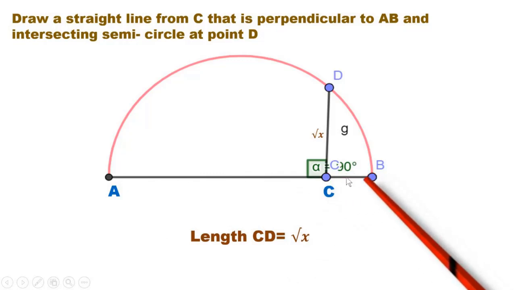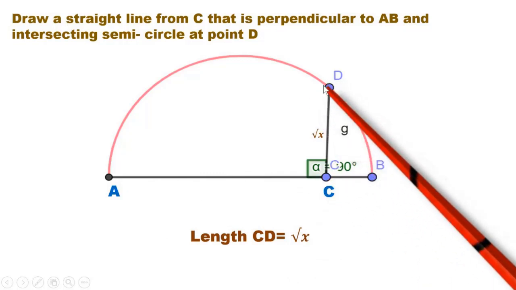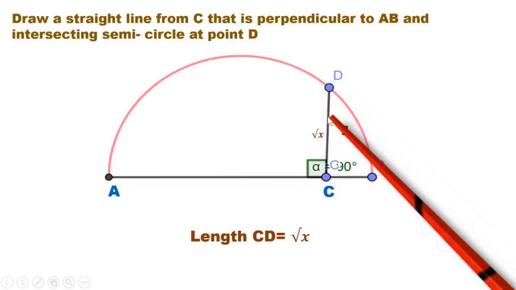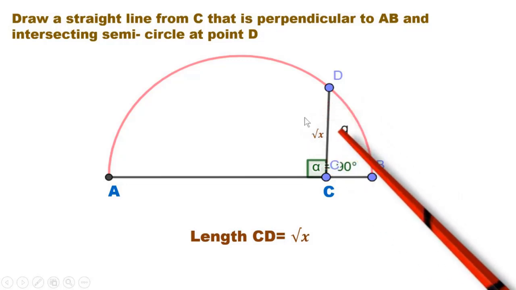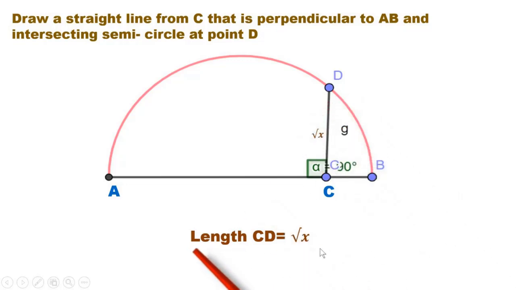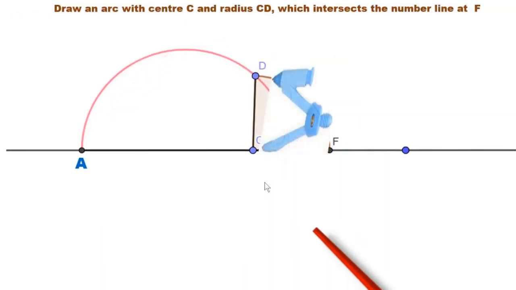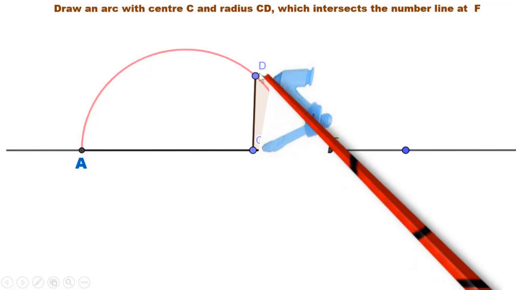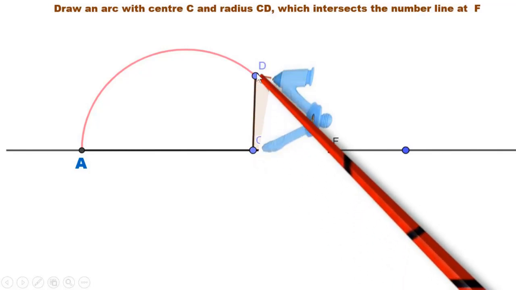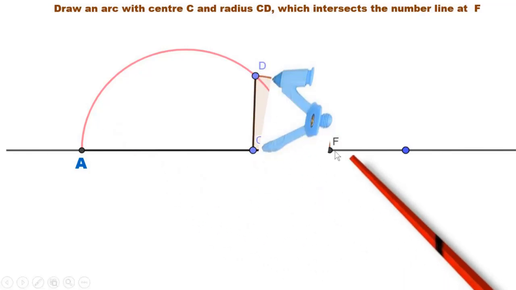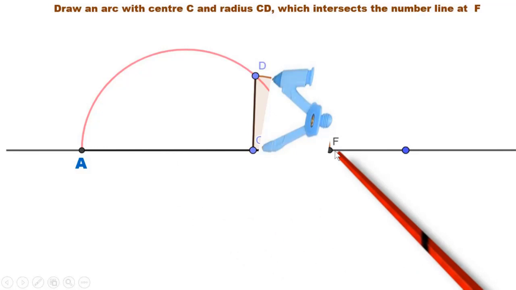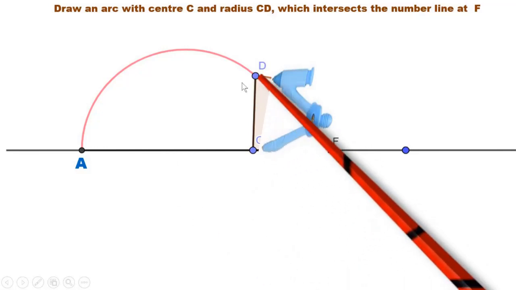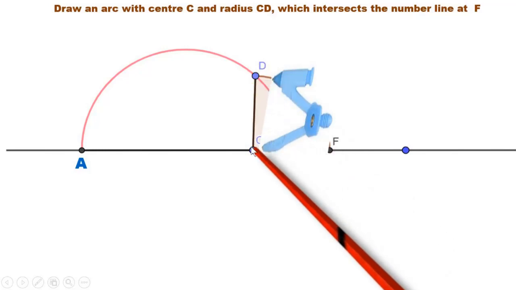Now what is the length of CD? CD is equal to root x, which we are going to locate on the number line. Draw an arc with center C and radius CD, which intersects the number line at F. What is the measurement of CD? Yes, CD is equal to root x.